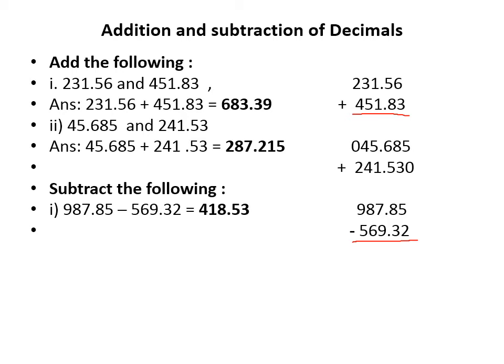Now 987.85 minus 569.32, which is equal to 418.53. Again here you can subtract like normal. 5 minus 2 it is 3. So 8 minus 3 it is a 5.